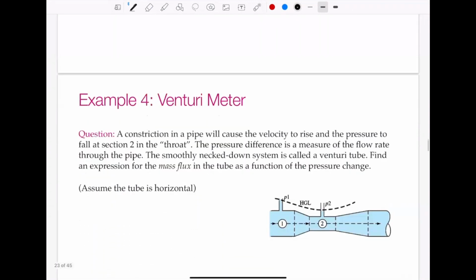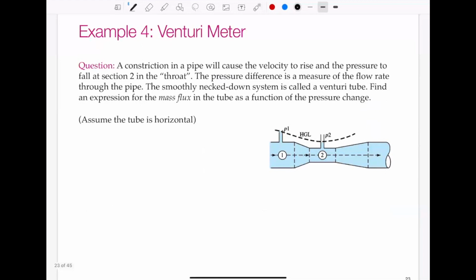So we have a little bit of time. Let's start one more example. A constriction in a pipe will cause the velocity to rise and the pressure to fall at section 2 in the throat of a Venturi. The pressure difference is a measure of the flow rate through the pipe, and the smoothly necked down system is called a Venturi tube. Find the expression for the mass flux in the tube as a function of the pressure change. So first, we assume that the tube is horizontal.